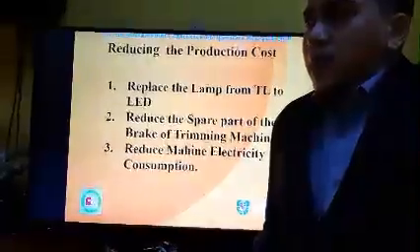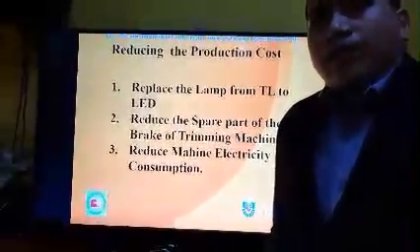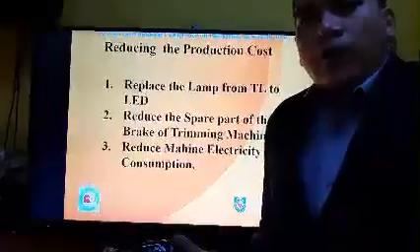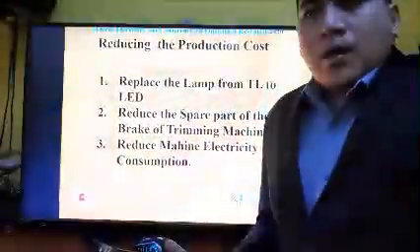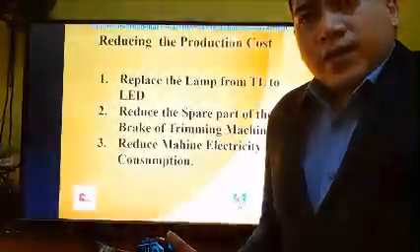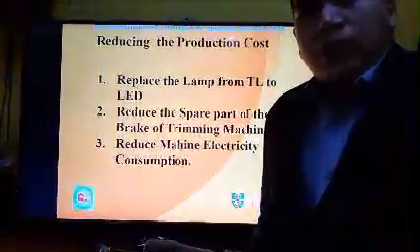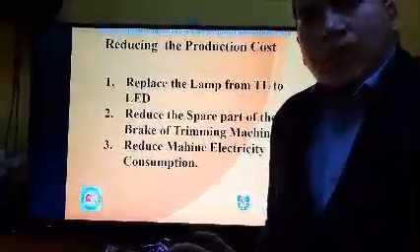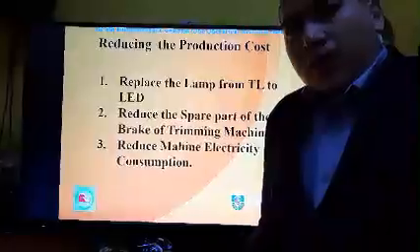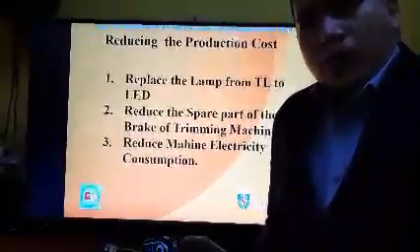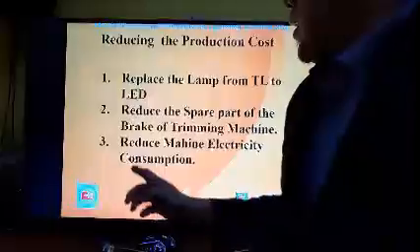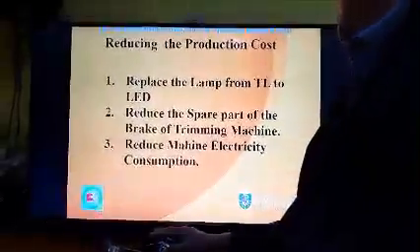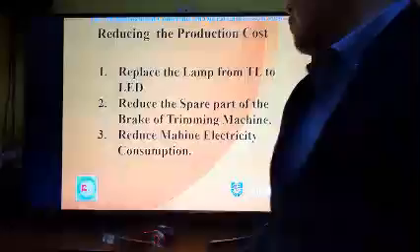So the maintenance department already planned and found a way to reduce the cost. We can modify the brake of the trimming machine using cast iron. We can fabricate the cast iron into the loose trimming machine brake. Okay, the third item is to reduce the machine electricity consumption.